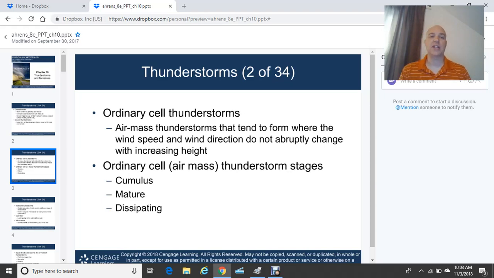In the cumulus stage, you typically have rising updrafts, updrafts being rising air currents, convective currents. With the mature stage, you have both updrafts and downdrafts. During the mature stage is when a thunderstorm is typically at its peak intensity. And then finally, with the dissipating stage, you simply have downdraft of air. Colder air is being dragged down from higher aloft towards the ground during the dissipating stage.